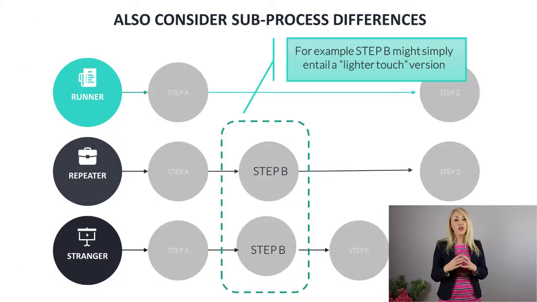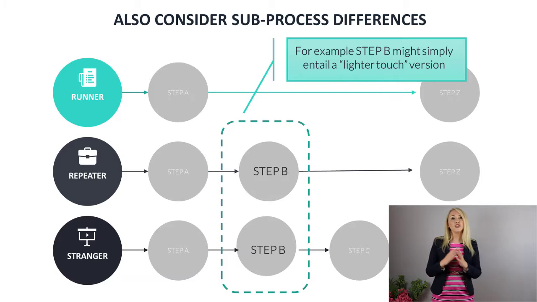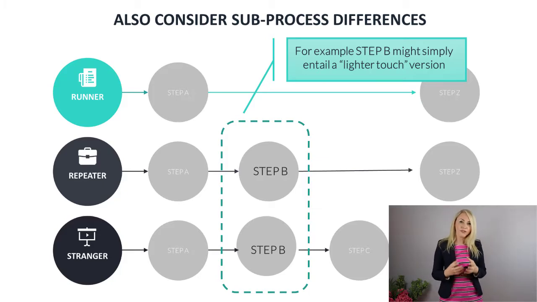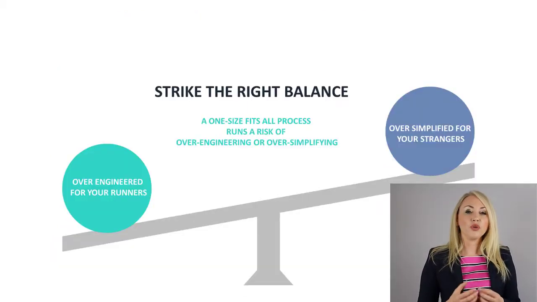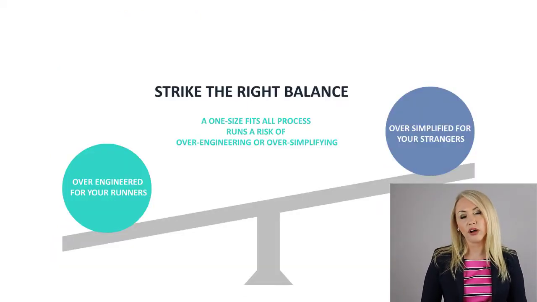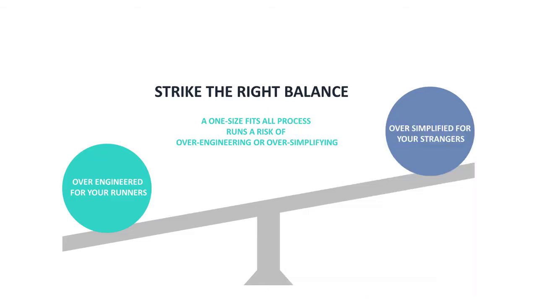Or similarly, you create a streamlined process for your runners, but you forget that your repeaters happen often enough that they as well could benefit from having a customized type of process for files that fit that type of characteristic. So I think you can really simplify runner, repeater, stranger as this concept of one size does not fit all.